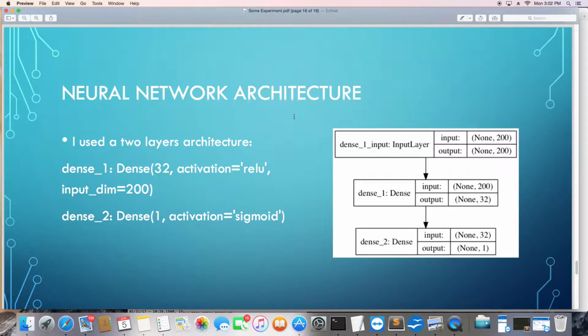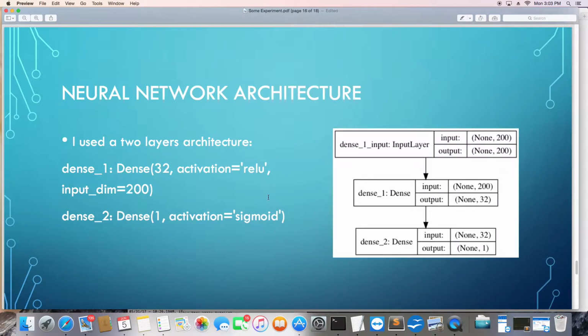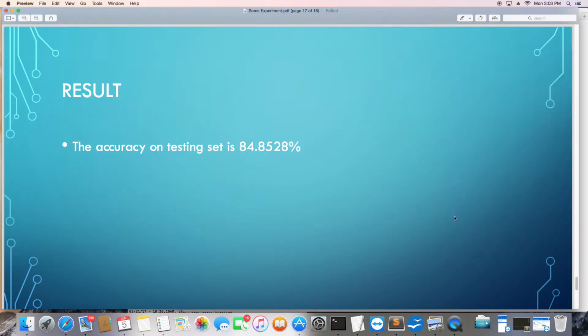Here I use a 2-layer neural network architecture. You can see the input is 200 dimensions, and this input is CBOW's output, and the final is output 0 to 1 classifier. At last, I get accuracy on the testing set of about 84%.